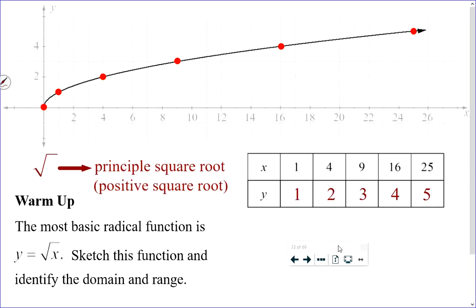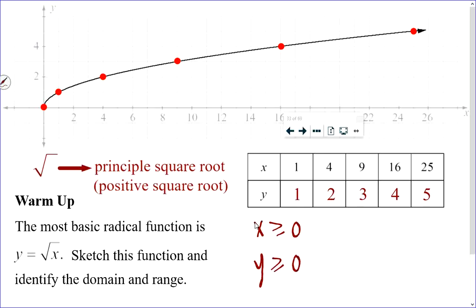So identify the domain and range. Well, the domain is x is greater than or equal to 0, and the range is y is greater than or equal to 0. I mean, it starts at (0, 0), and it moves to the right, and it also moves up.